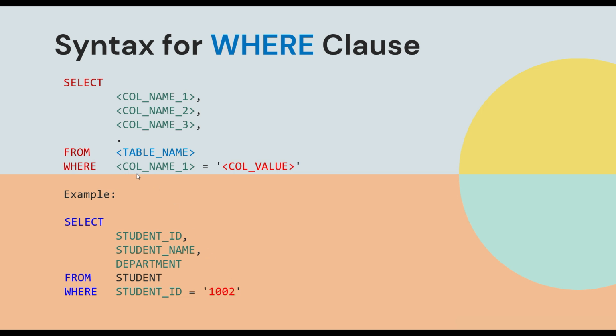So the where clause has a syntax of where column name equals to column value. If the column value is a text, you need to put it in single quotes. If it is a number, no issue, otherwise it will have impact on the results. So here I'm trying to fetch student id equals to 1002. Let's see how it retrieves.